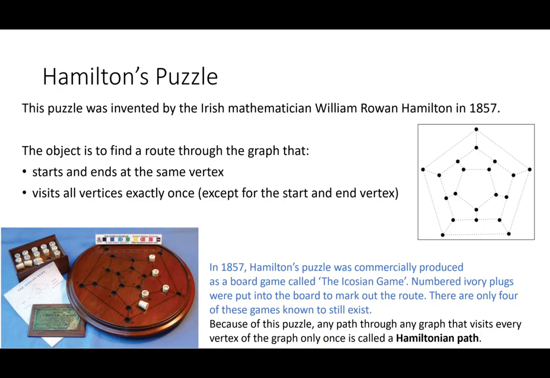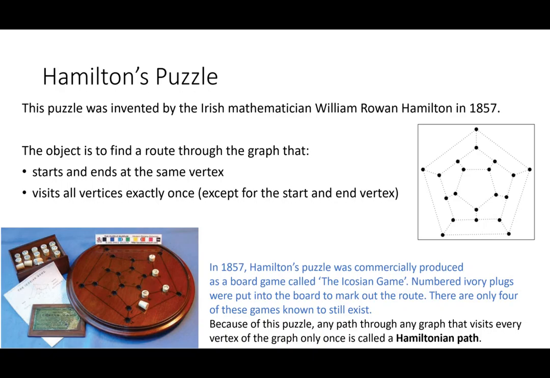So, we're going to talk about Hamilton's puzzle. We had the Swiss Leonhard Euler for the last one. This time we have the Irish mathematician William Rowan Hamilton in 1857. The goal is to find a path through the graph that starts and ends at the same vertex and visits all vertices exactly once. So you can only visit a vertex exactly once.